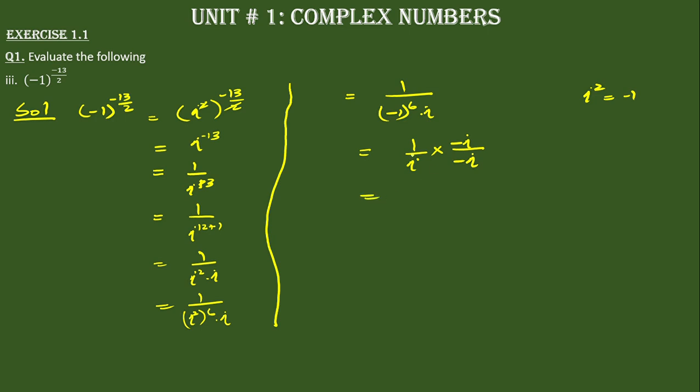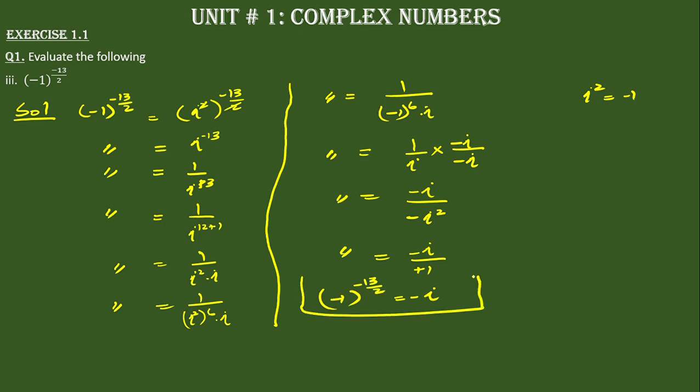Now multiplying these two fractions, we get 1 into minus iota, and iota into minus iota, this is minus iota square. Iota square is -1, so minus multiplied by -1 is going to be +1. So we get minus iota as the answer. So this is the value of -1 raised to the power -13 by 2 in terms of iota. Okay, so this is the answer: minus 1 raised to power minus 13 by 2 is equal to minus iota.